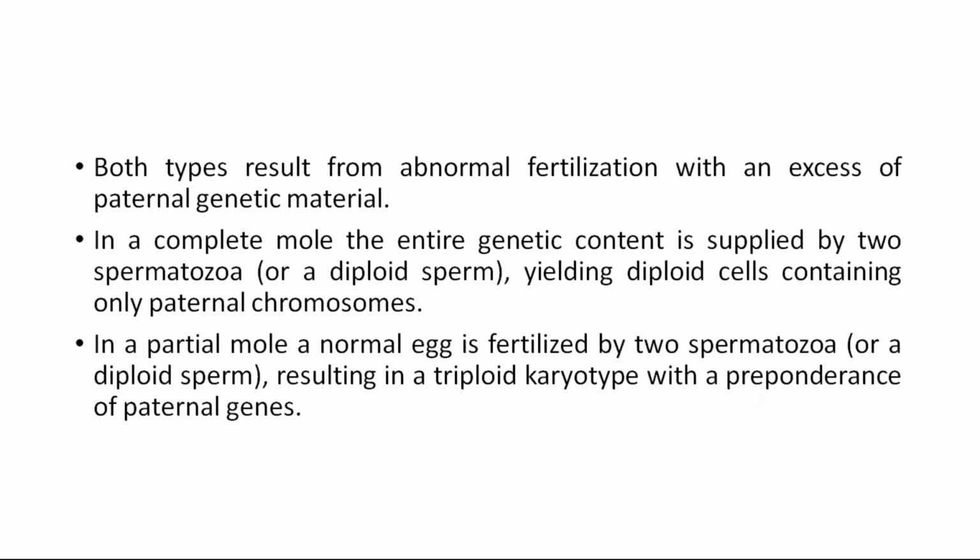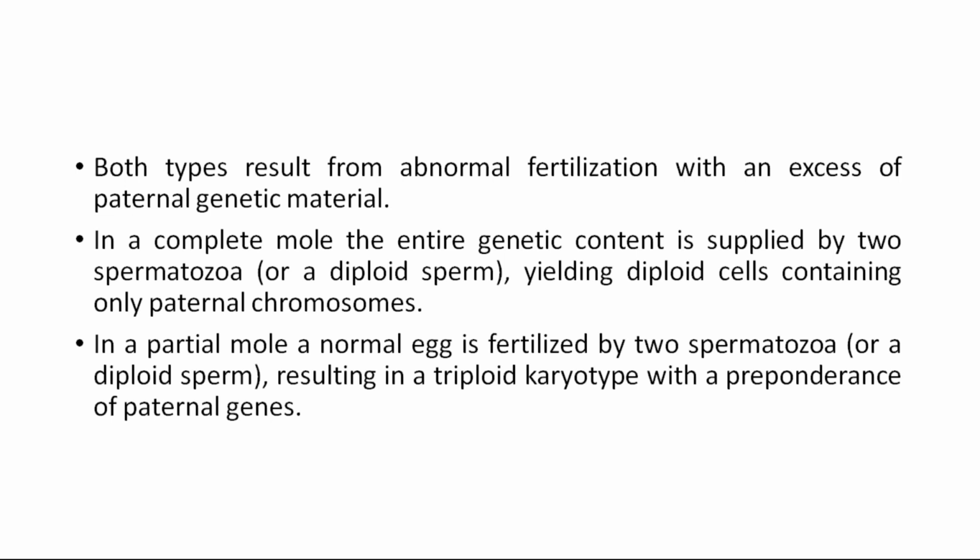So both these types result from abnormal fertilization with an excess of paternal genetic material. In a complete mole, the entire genetic component is supplied by two spermatozoa or a single diploid sperm, yielding diploid cells containing only paternal chromosomes. So when two haploid spermatozoa, that is 23X or 23Y, or a diploid sperm, both of which contain 0 maternal chromosomes, that is a complete mole.